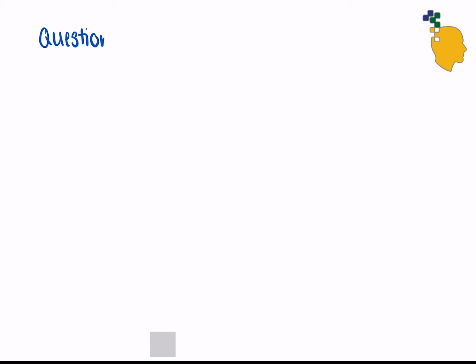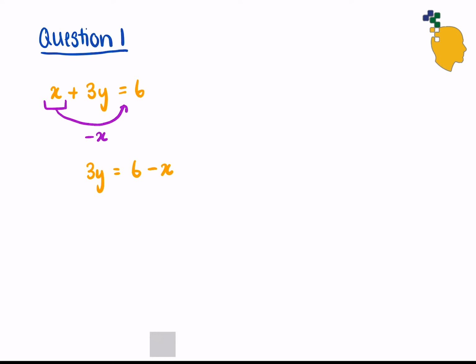Okay, for the first example, x plus 3y equals 6. What we need to do is make that equation equal to y. So we've got to bring everything to the right-hand side and leave the y on the left-hand side by itself. So we're going to move the x. We're going to transpose that positive x. When you transpose it, it will become a negative x. So the new equation would be 3y equals 6, take away x.